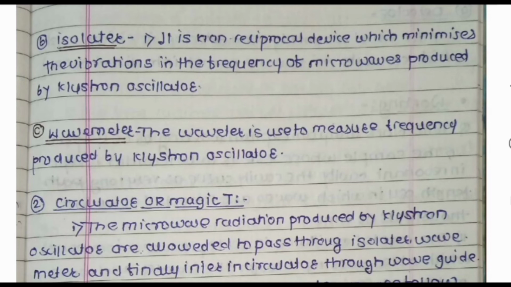To know the frequency of microwave produced by the klystron oscillator, we use the wave meter, which is also called a wave guide. The wave meter is generally calibrated in frequency units of megahertz instead of wavelength. And the waveguide, which is nothing but a hollow rectangular brass tube, is used to convey the wave radiation to the sample and the crystal.